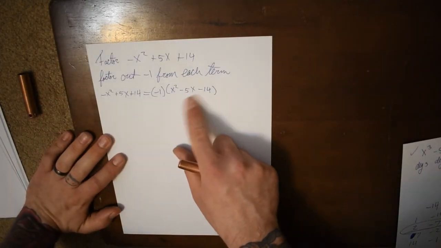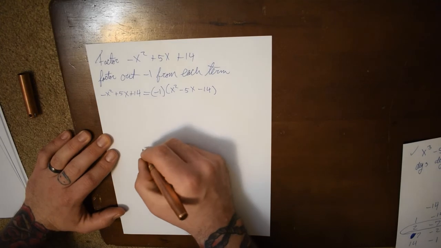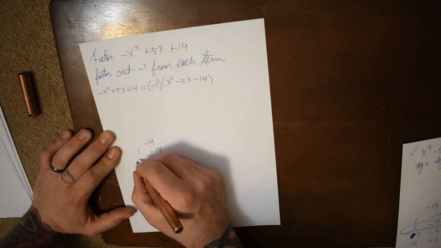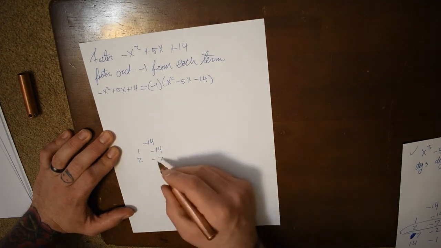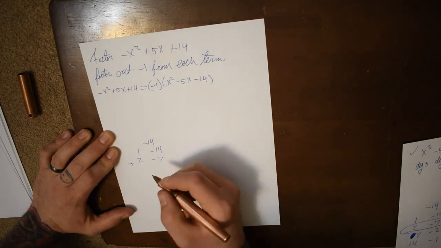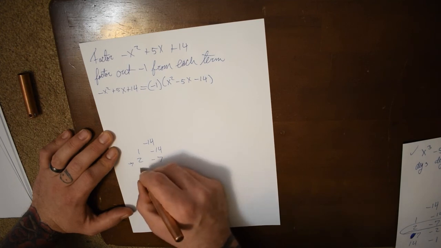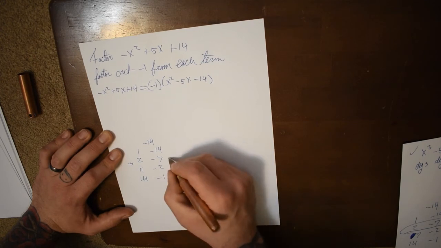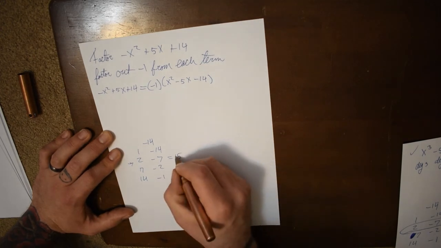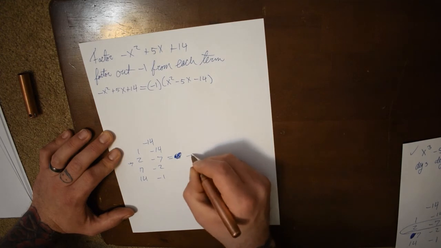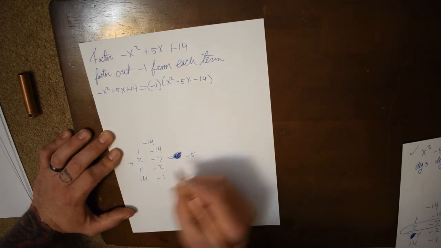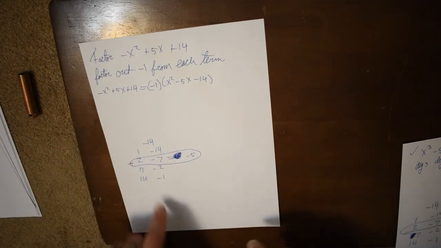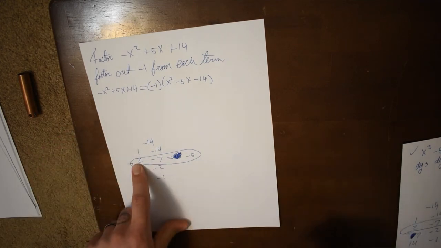Now we want to factor this thing over here. We're looking for numbers that multiply to negative 14. Well, that's 1 and negative 14. That's 2 and negative 7. This one's going to work for us. 7 and negative 2, and 14 and negative 1. 2 take away 7 is negative 5.